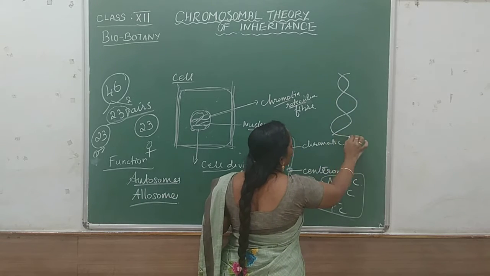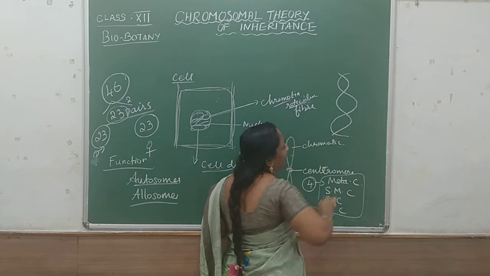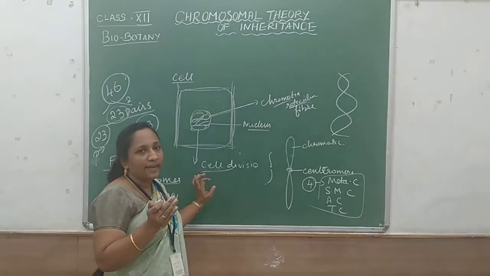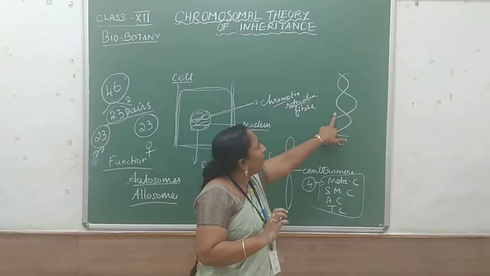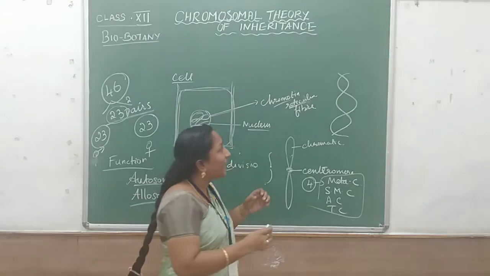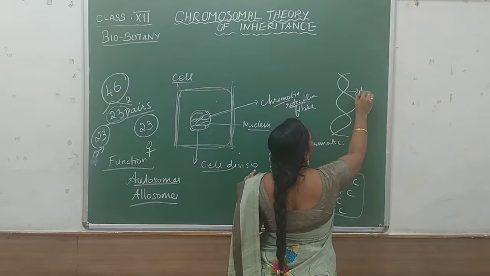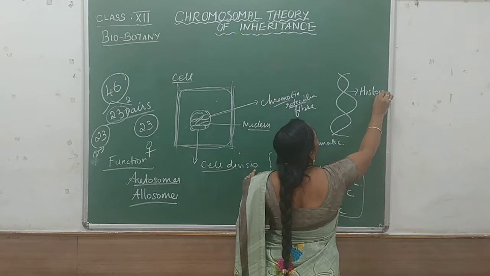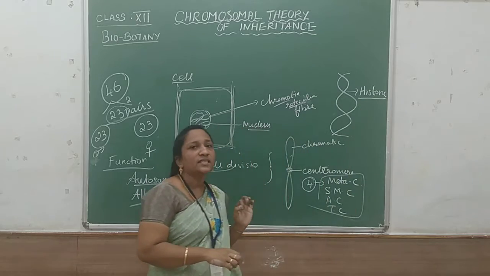Spindle fiber. DNA is made up of A, T, C, G. Everything we will learn in detail afterwards. This DNA is coiled tightly by means of a protein called histone.